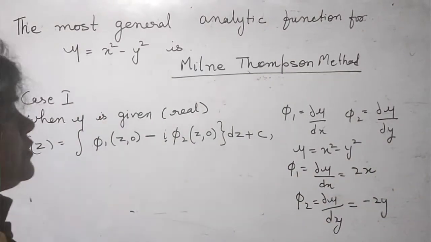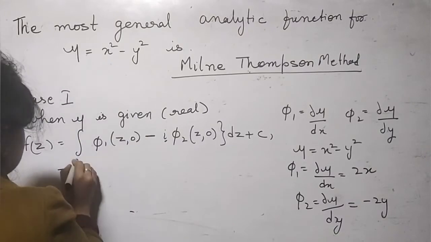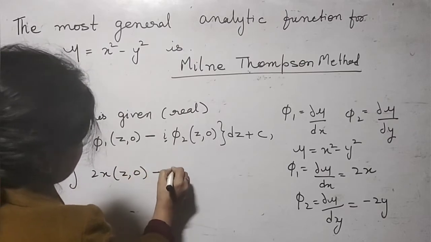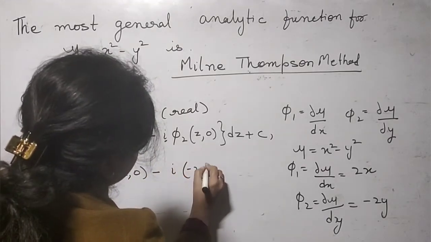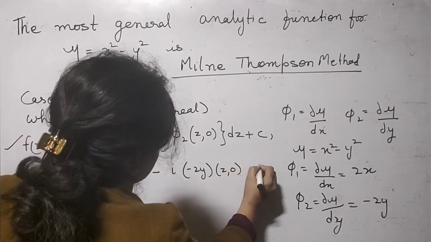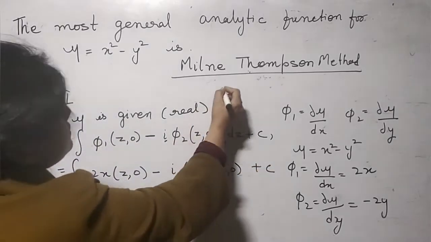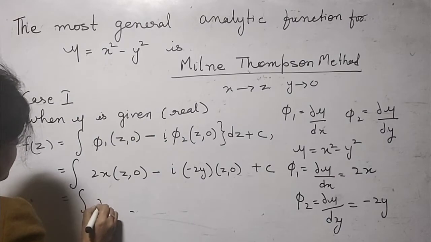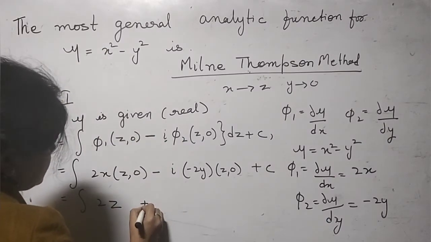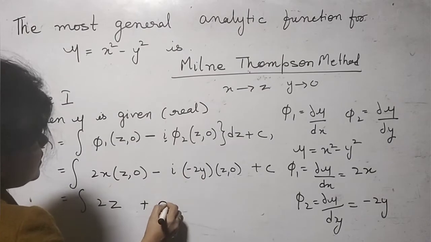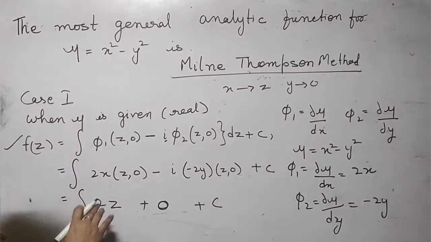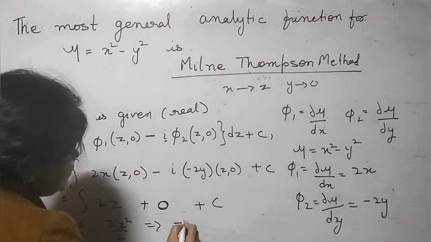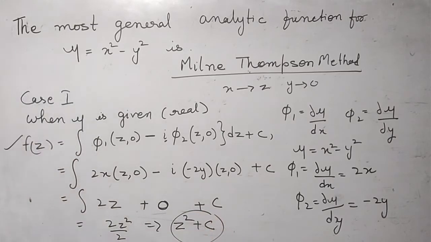Now I am substituting these values into this equation, that is integration of psi1, that is 2x at (z,0), and here i times minus 2y at (z,0), plus c. Now I am replacing x with z and y tends to 0. So we get 2z, and the other term is 0, so it all becomes 0, plus c. Now when we integrate 2z, we get 2z square by 2, and simply we get z square plus c. So this is our analytic function.